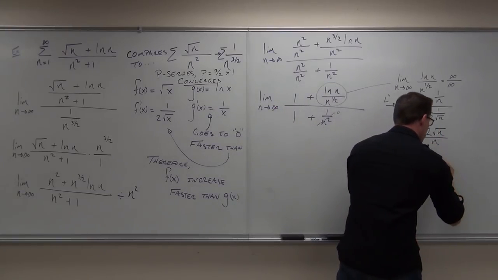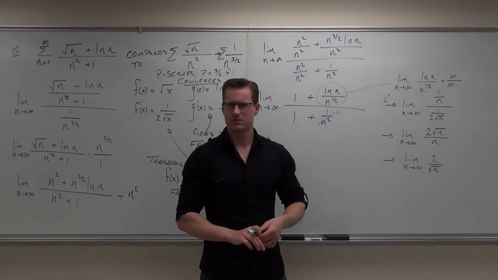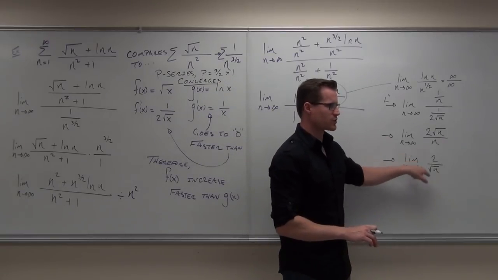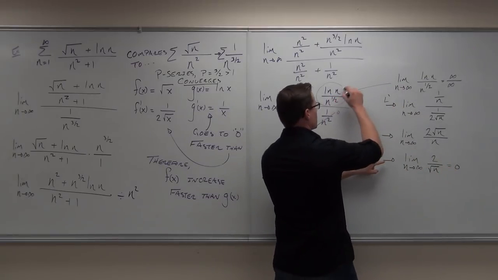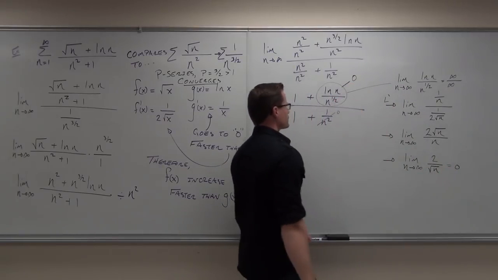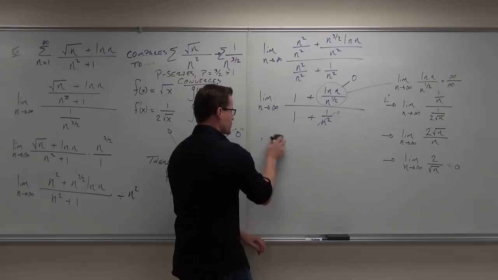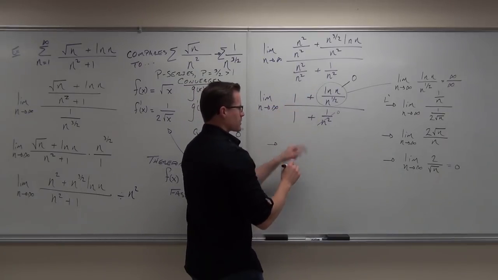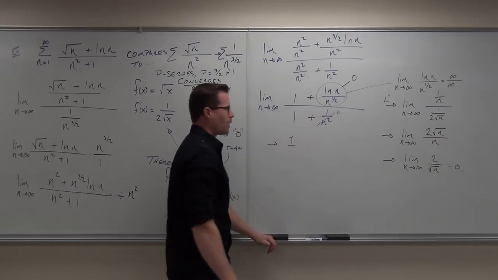So with us, this is going to be 2 over the square root of n. Tell me something about the limit as n approaches infinity of 2 over square root of n. What is it? 0. So now we know this thing is 0. So we have a limit as n approaches infinity. What's this limit going to equal? We have 1 plus 0 over 1 plus 0. So our limit equals 1.